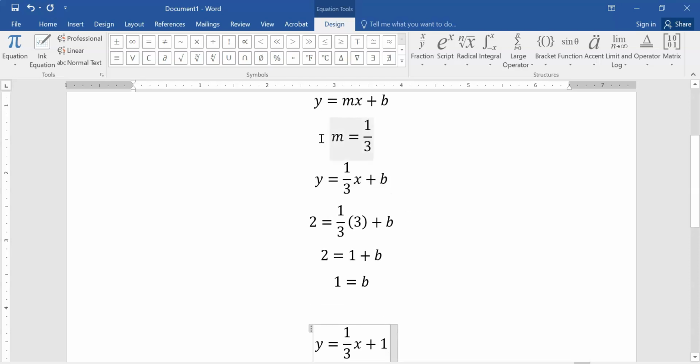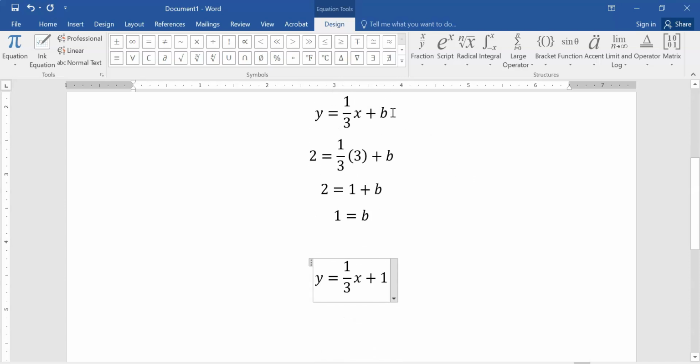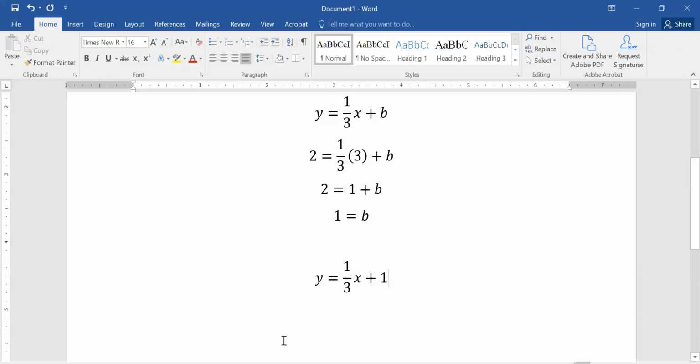I get the slope by knowing that parallel lines have the same slope, and then I find the b the way I always do: plug a point into my equation for the x and y values. So that's it. That's the whole thing. This would be your final answer here: y equals 1/3 x plus 1. And there we go.